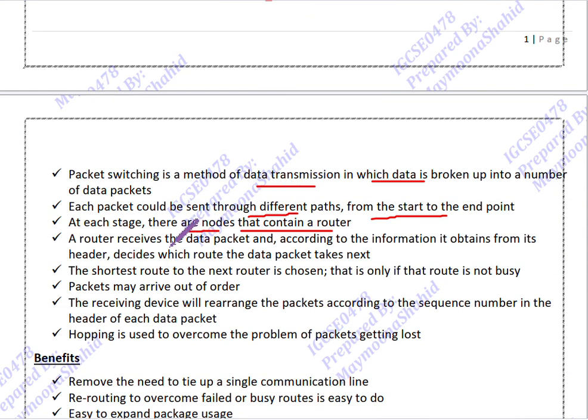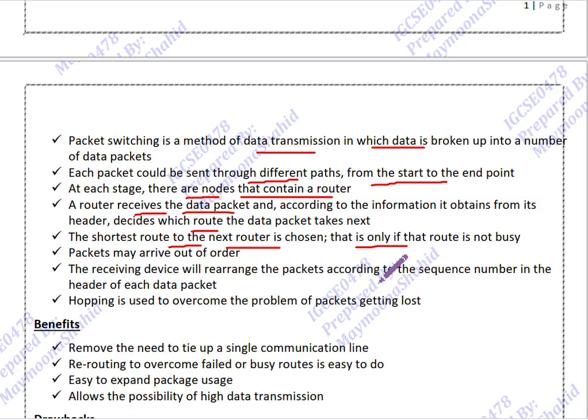Number 4: when a router receives the data packets, it uses the information it obtains from the header. The packet has information about the IP addresses of the receiver device as well as the sender device, and that decides the route the data packet will take. The next step is that the shortest route to the next router is chosen, but only if the route is not busy. If the route is not busy, the shortest path will be chosen.